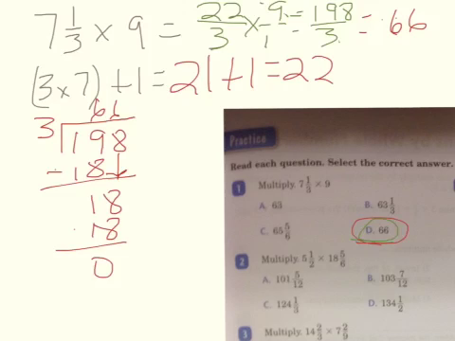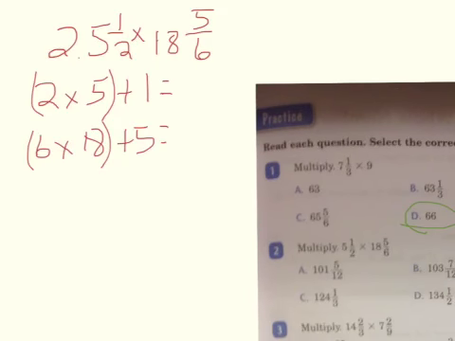Okay, so let's go to number 2. Number 2 is 5 1/2 times 18 and 5 over 6. So we're going to take these mixed numbers and make them improper. The way we're going to do that is we're going to say 2 times 5 is going to equal 10 in our order of operations, and we're going to say plus 1 equals 11. Then we're going to say 6 times 18, and that's going to give us 108. And 108 plus 5 is going to give us 113.